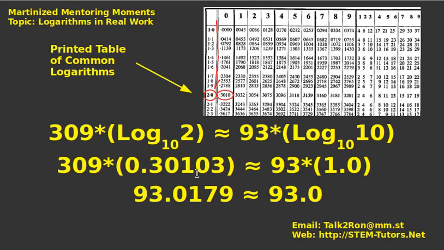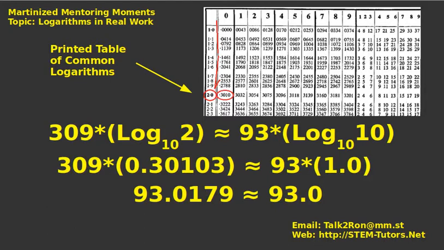We take this number times 309. We do that multiplication, and we get 93.0179, which is approximately equal to 93. Now remember, this is happening in exponent space. We've already taken the logs. Up here, log base 10 of 10 became 1, which was times 93. So that's what popped out on the right-hand side. So we have a very favorable comparison here, at least in the exponents, in the power of 10 space.